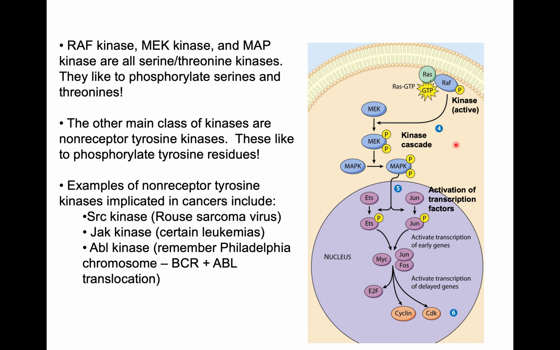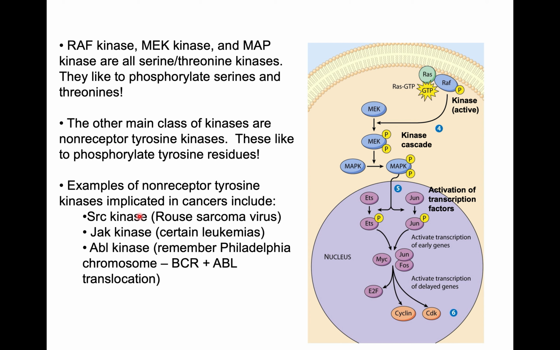So that RAF kinase, as well as the MEK and the MAPK, are all examples of what are called serine-threonine kinases, just meaning they like to add phosphate groups to serine and threonine amino acids in other proteins. But there is another big class of kinase called the NTKs, non-receptor tyrosine kinases. So you may remember the receptor that we had in this RAS pathway was a receptor tyrosine kinase, likes to phosphorylate tyrosine amino acids. But there are some of these tyrosine kinases that aren't receptors.